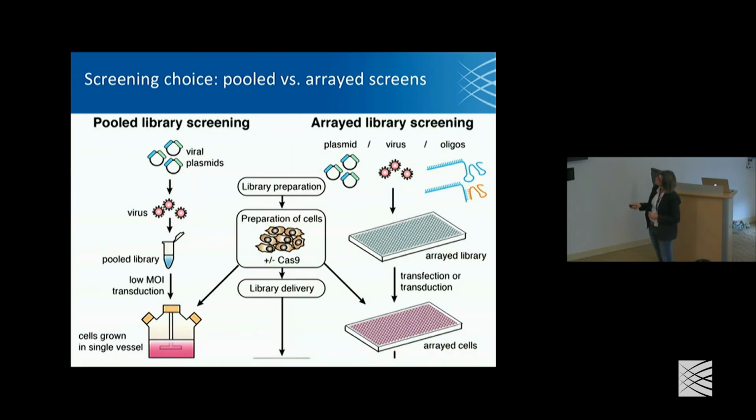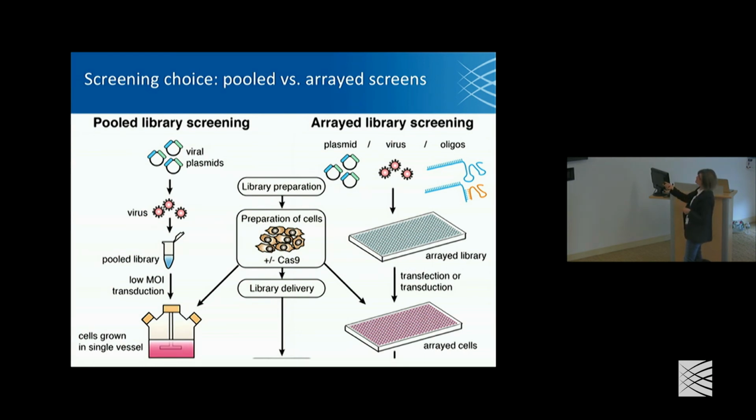In pooled screening, the library is made as a pool, and the pool is a virus. They are lentivirus barcoded libraries, and they are infected in bulk into the cells at a low MOI. The cells are grown usually in very big flasks, while array libraries can be plasmid, viral, or oligo libraries. They are made in multi-well plates.